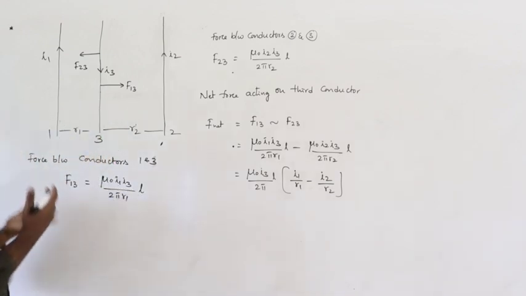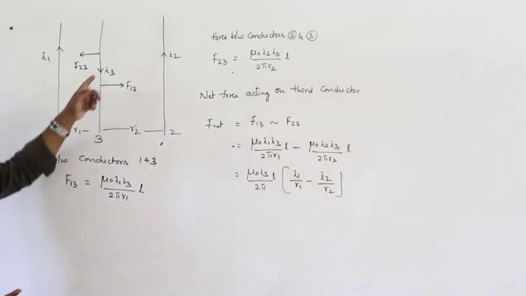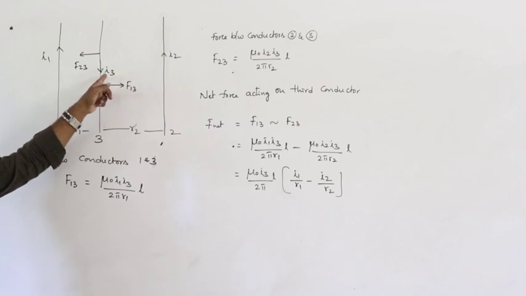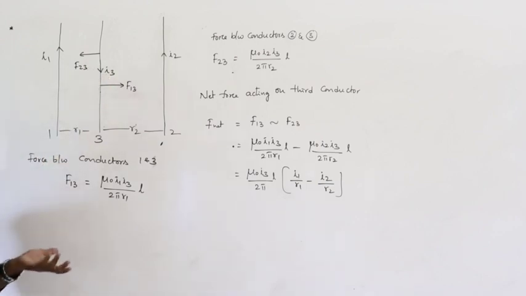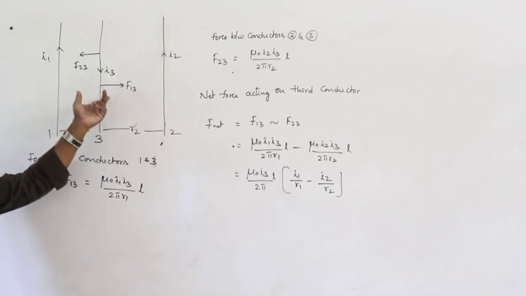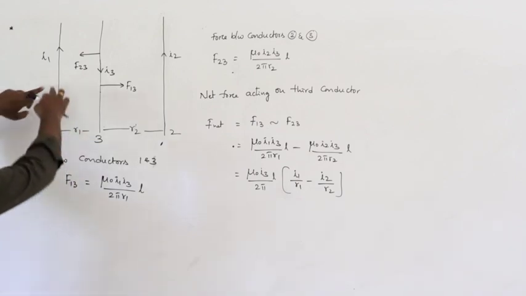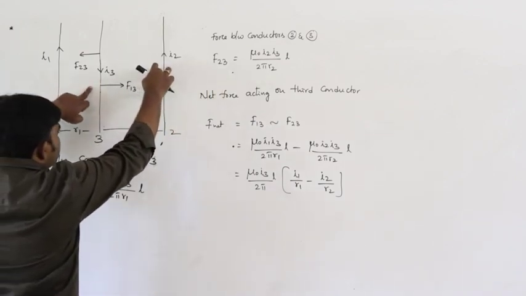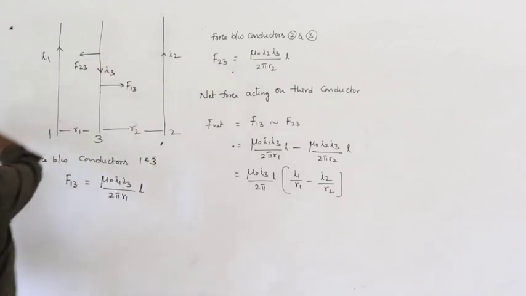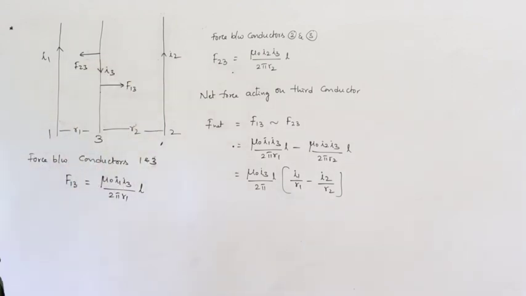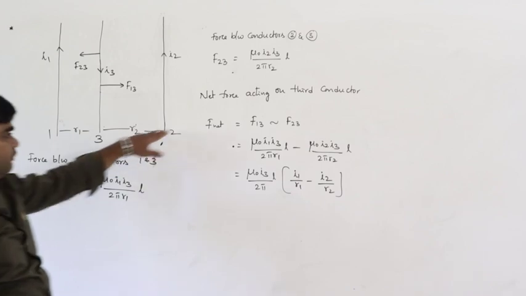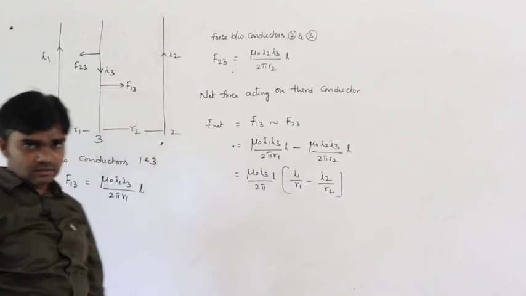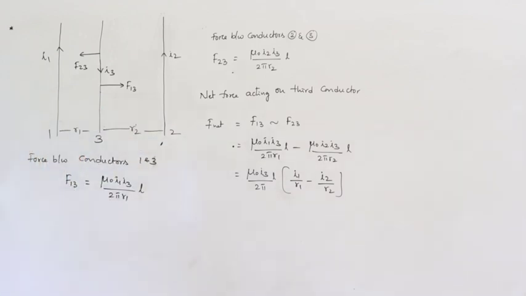Of course, if all the currents are in the same direction, or if the current in the middle conductor is reversed, then instead of attractive forces, we consider repulsive force. Here the two currents are in opposite direction, so there exists a force of repulsion. So like that, F13 and F23, same condition. Next.